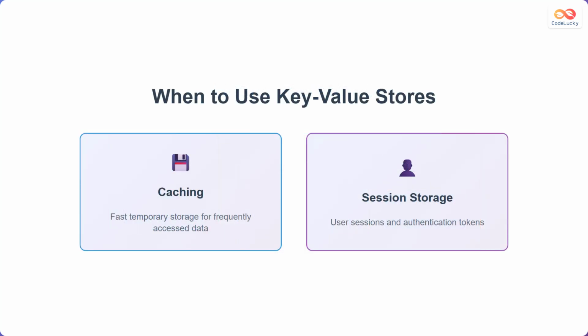Key value stores are particularly useful in certain scenarios. One common use case is caching, where they provide fast temporary storage for frequently accessed data. Another use case is session storage, where they can store user session information and authentication tokens.